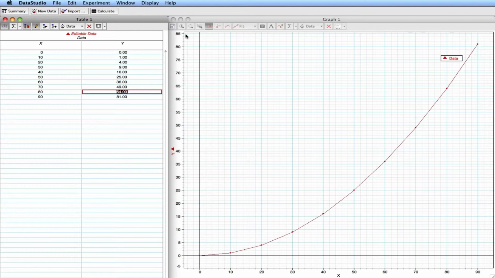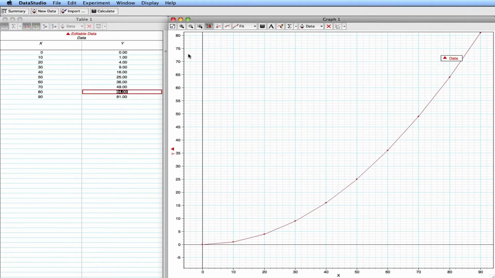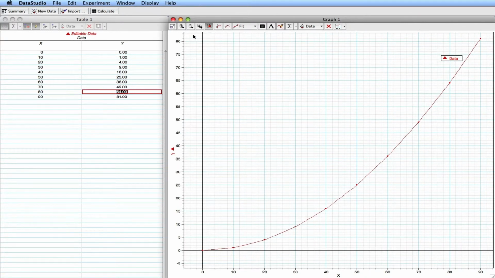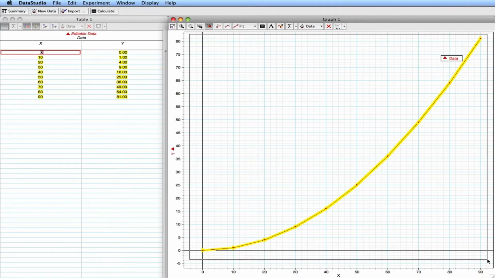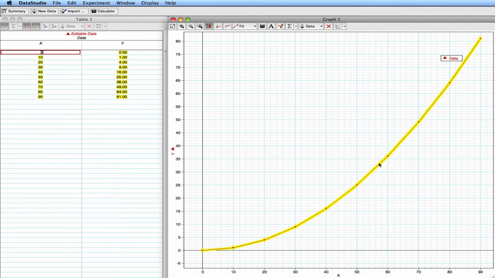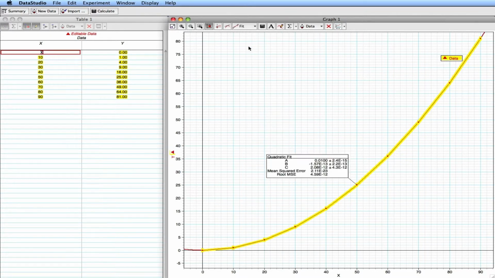So I'm going to highlight all the data starting at the top, starting here and highlighting the data like this. Okay. And to me this looks like a parabolic relationship, so I'm going to choose quadratic fit. And I get a quadratic fit here, and it looks like I get an A, B, and C coefficient. So these are coefficients of a quadratic type formula.